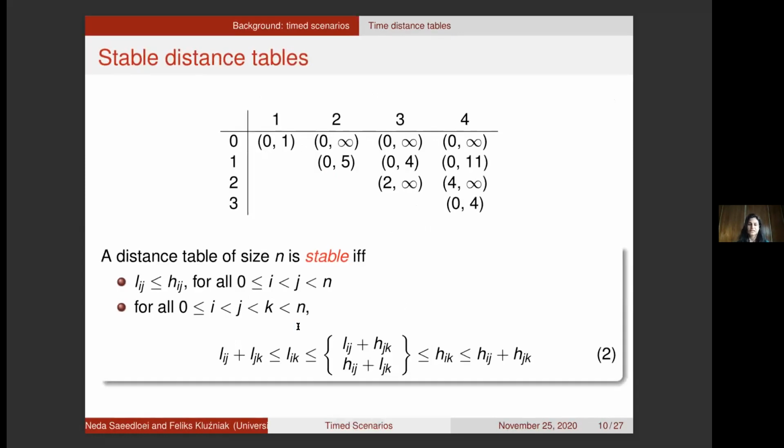So we say a distance table is stable if it is valid, which means that every low value is smaller than or equal to the high value. And moreover, we have the sequence of 4 inequations satisfied between all the entries of this table, and observe the close relationship between these inequations and our golden equation.